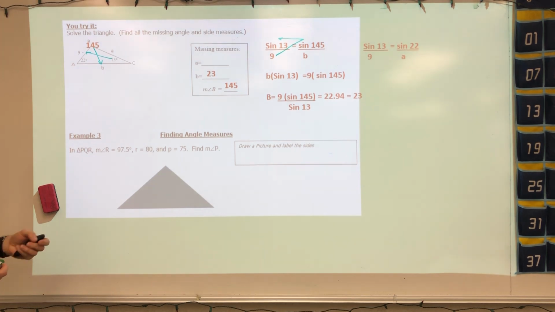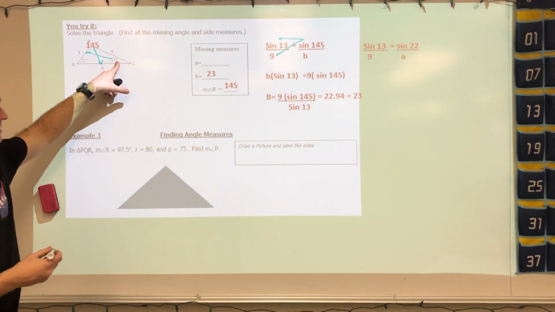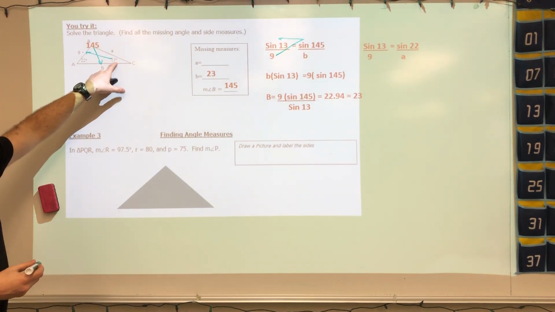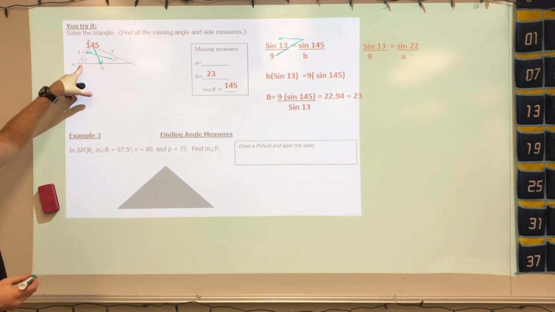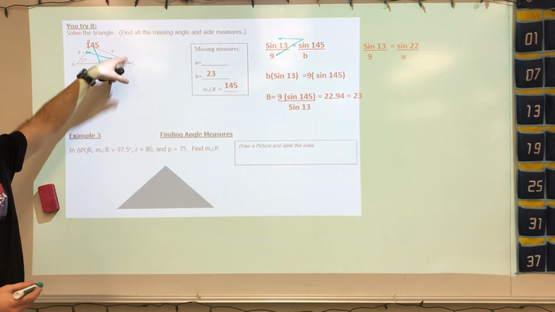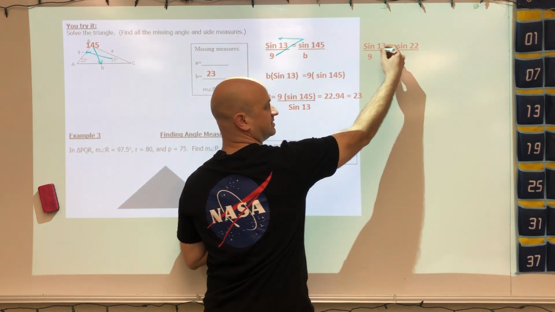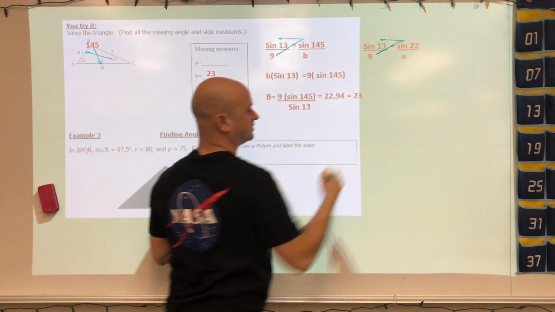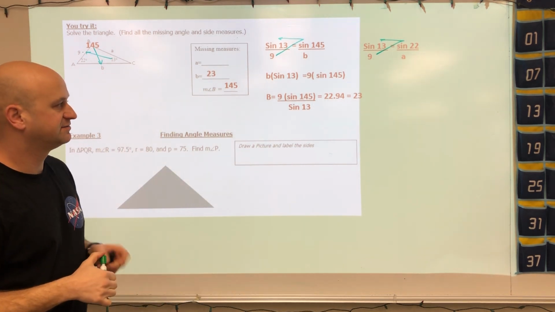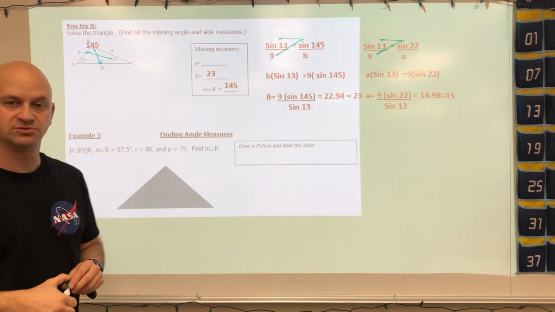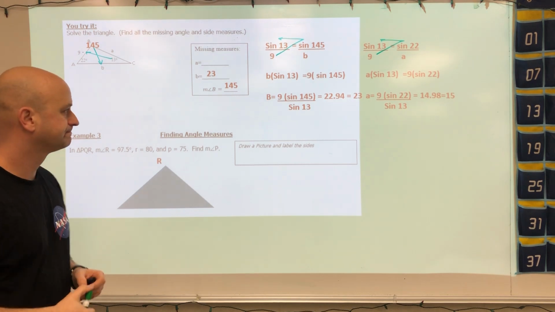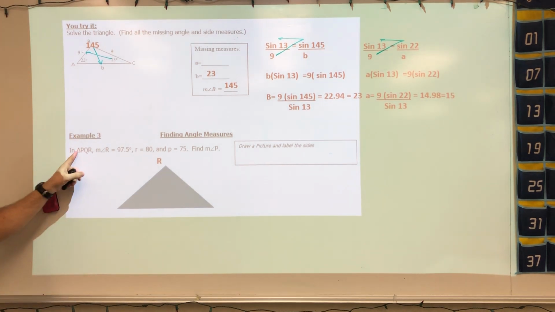So for sine of A then, it's going to be sine of 13 degrees over 9, sine of A, which is 22 over A. So again, where's the variable? It's down in the bottom, so we go to the opposite side, and then we cross multiply and then divide. And we should get an answer really close to 15 for that. Okay. All right, so if we look down here, we have another one.